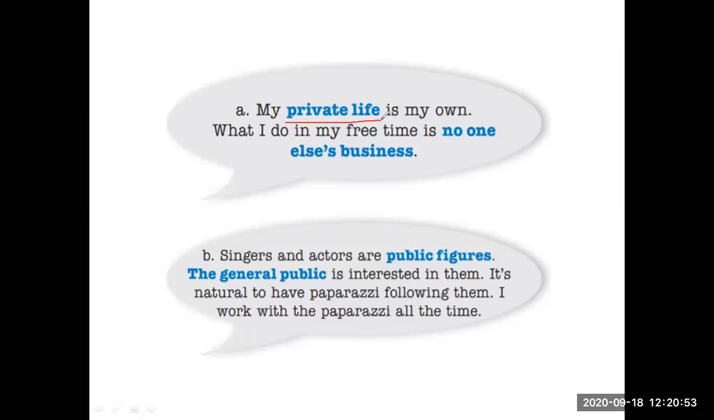So the first phrase is private life. What do you understand by private life? Private life is the normal life you have, the normal life that the public or many people don't know about. For example, in this case we are talking about famous people. Famous people do have a private life, but most of the things that they do are public because we know about those things. So private life is when you have a life that not many people know about.